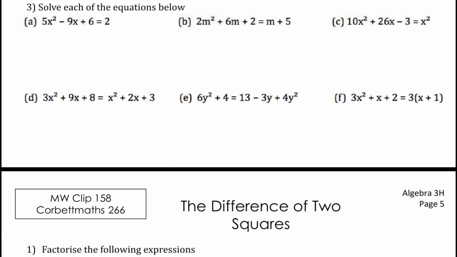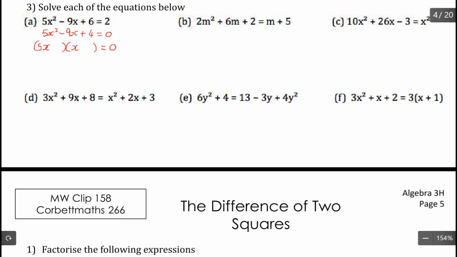Okay, question 3 was doing the same thing. The only difference with these ones is that they are not already equal to 0, so we have to make them equal to 0. So for this first one, we've tackled a question similar to these somewhere above. We are going to take away 2 from both sides, and that would leave us with 5x squared minus 9x plus 4 on the left-hand side, and a 0 on the right. And then it's ready to do exactly as what we've done above, factorise.